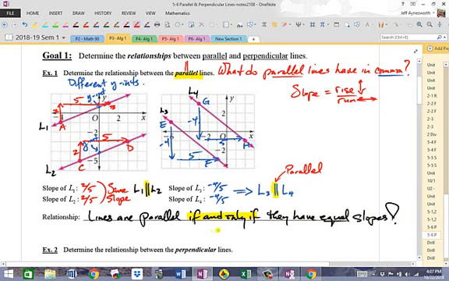In a biconditional, we use the double arrow symbol. Why? Because one implies the other. So if the lines are parallel, it implies they have equal slopes. That's from left to right. From right to left, if they have equal slopes, that means the lines are parallel. It's a biconditional. All right, that's your first basic fact about parallel lines.